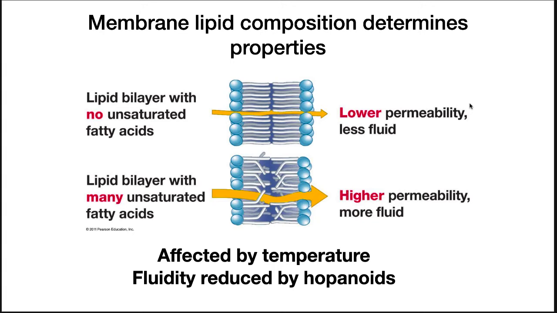As you increase the number of unsaturated lipids in a membrane, it becomes more fluid and more permeable. The fluidity of the membrane is also reduced by the hopanoid concentration. Membrane fluidity increases as the temperature increases.